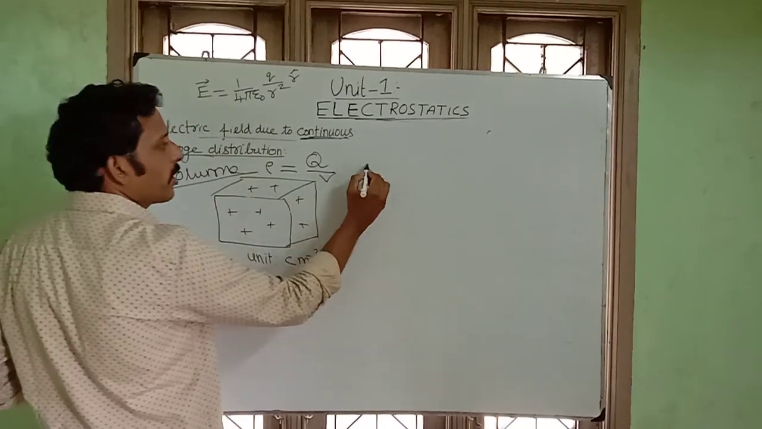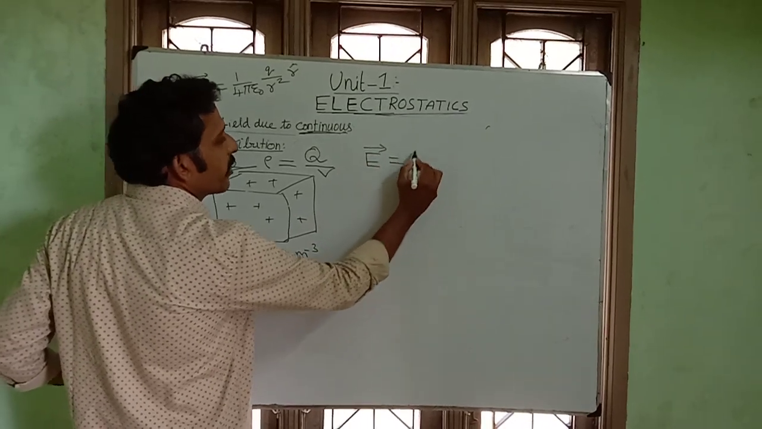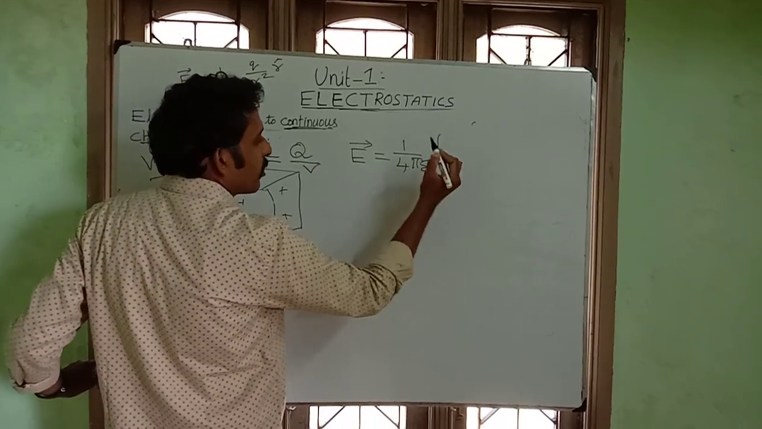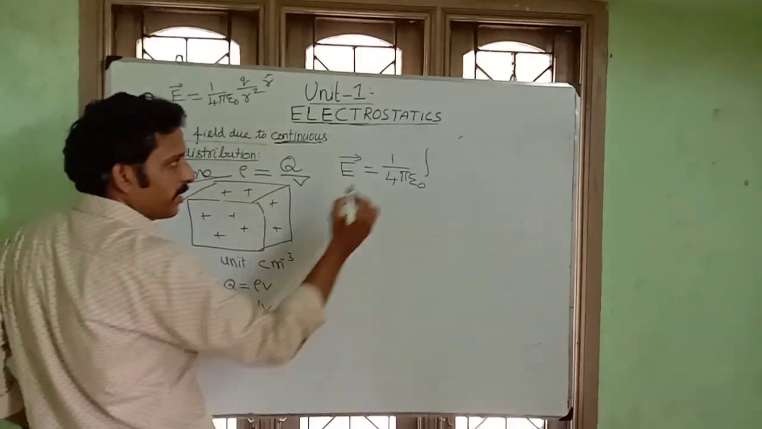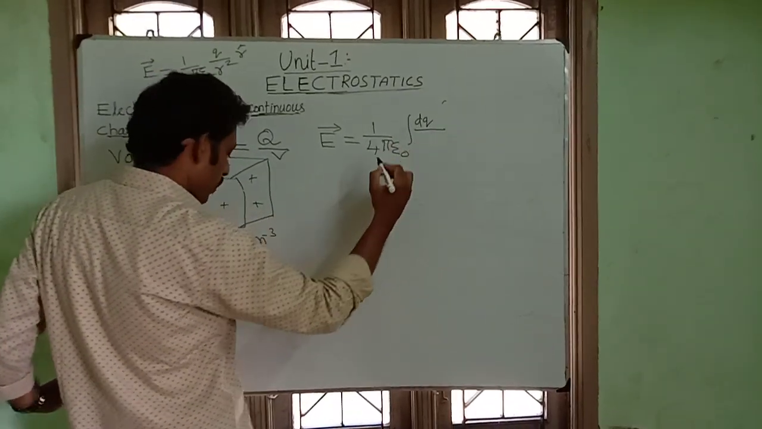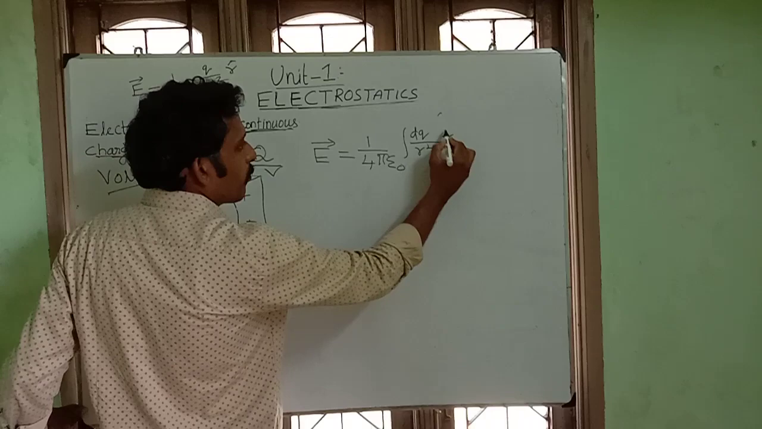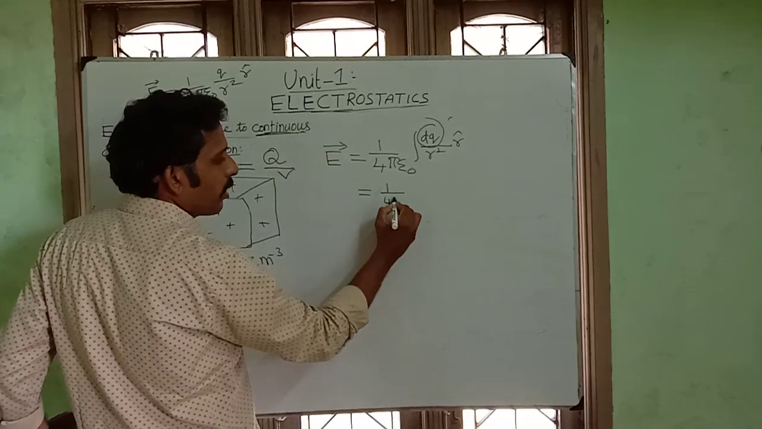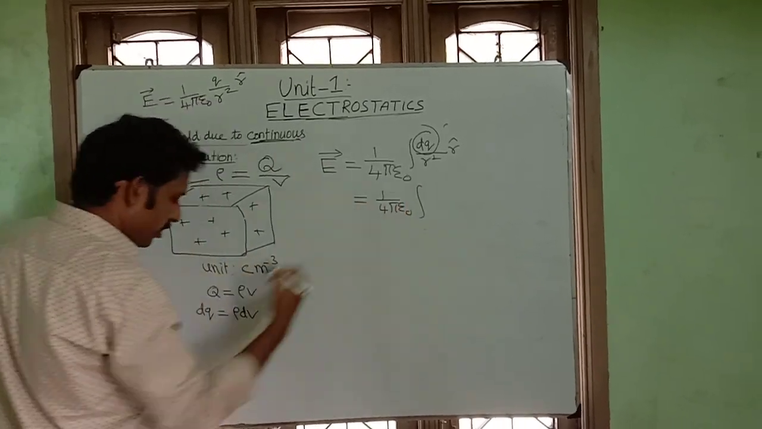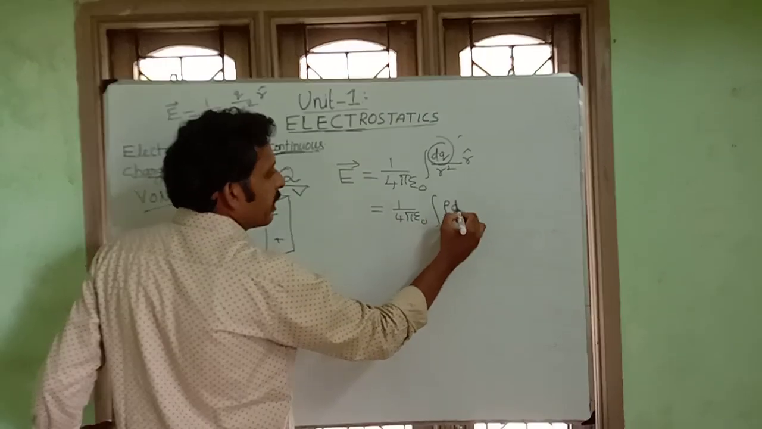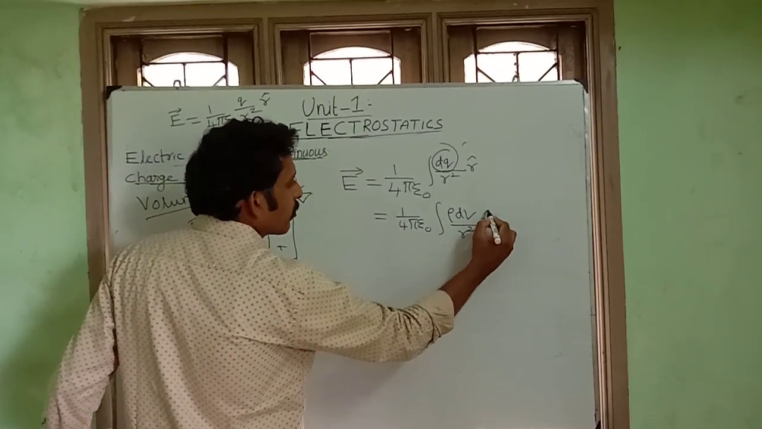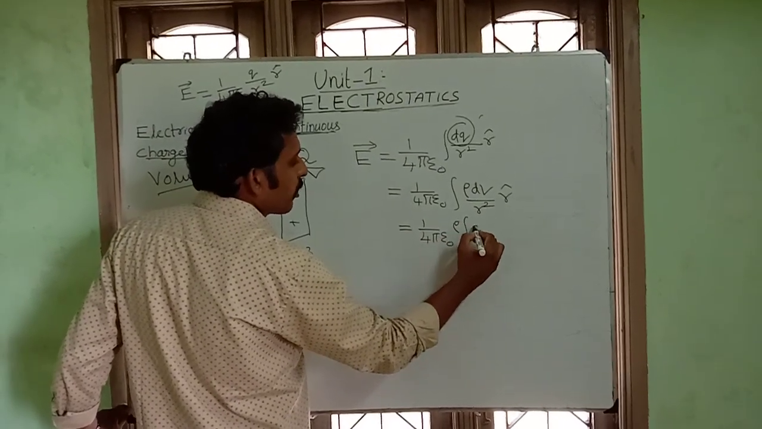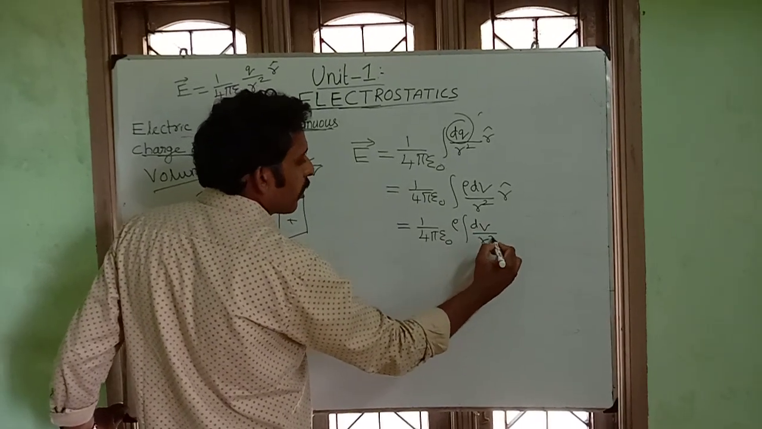Now go to the other equation, which you are already thorough with. E vector is equal to 1 by 4 pi epsilon naught integration of q by r square r cap. Instead of q I am going to write dq, and instead of dq I write rho dV by r square r cap. The constants 1 by 4 pi epsilon naught and rho can be taken out, leaving integration of dV by r square r cap.